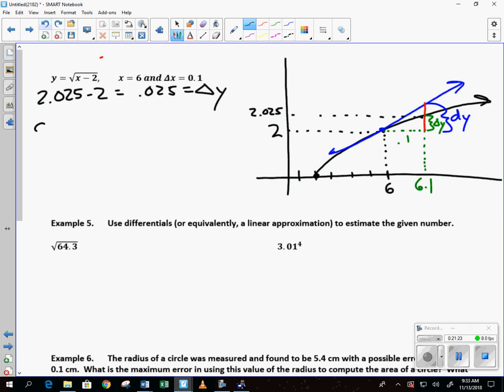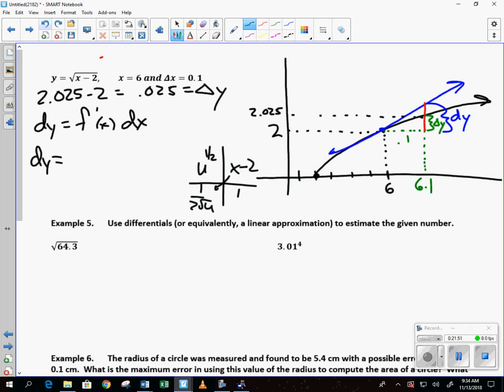So what we need to do is we have dy is going to be equal to f prime of x dx. I need the derivative of the square root of x minus 2. How do I find that derivative? Chain rule. So I have u to the 1/2. I have x minus 2. What is the derivative of x minus 2? 1. What's the derivative of u to the 1/2? So I get dy is equal to 1 over 2 roots of x minus 2 times dx.